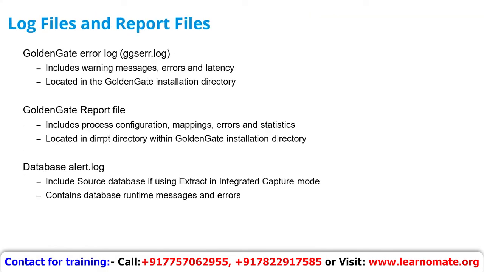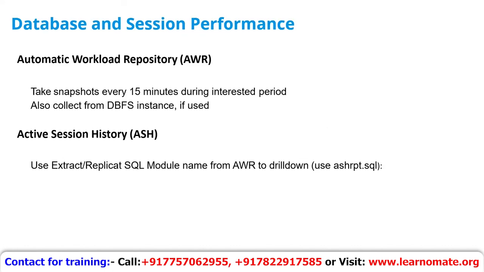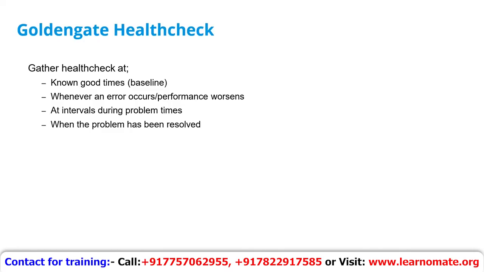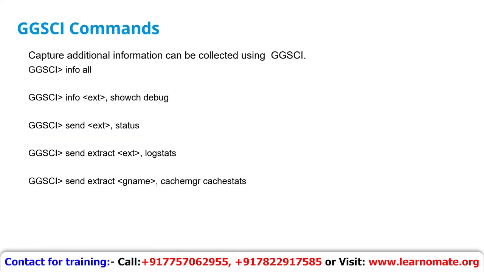Okay, so these are the logs and report files you can look into: the GoldenGate error log file, GoldenGate report files, and the database alert.log as well. Then you should also run your health check, as I mentioned, at the GoldenGate level. For database and session performance, you can monitor your AWR and ASH report. These are the capture views which you can use to see whether any performance related issues are there in your environment, like DBA_CAPTURE, GoldenGate capture, then log session, log stats, etc.